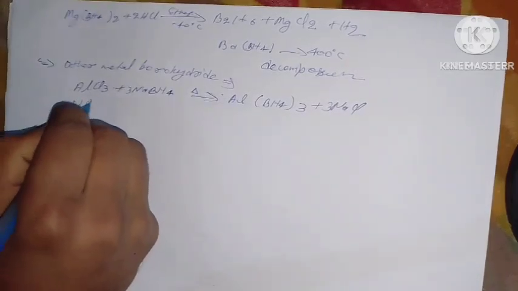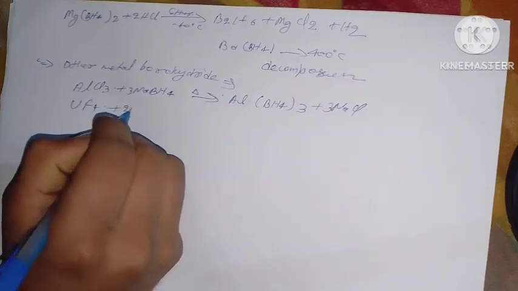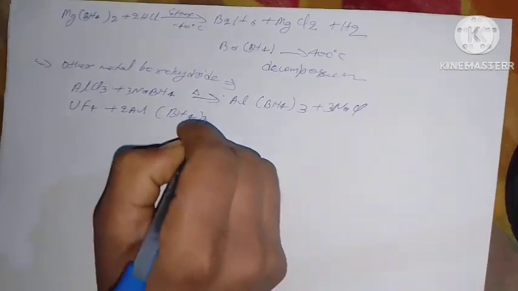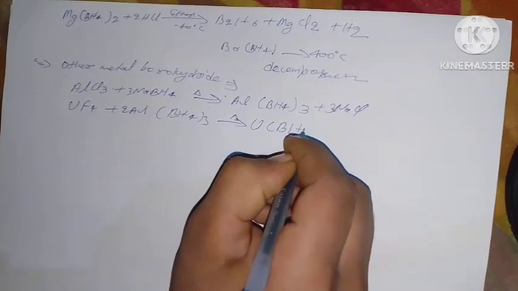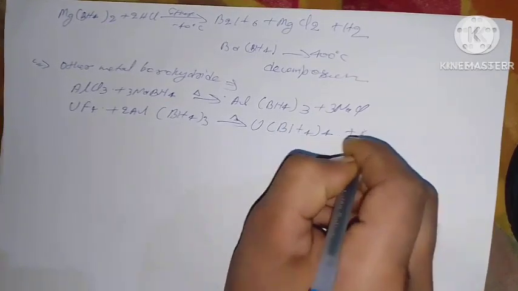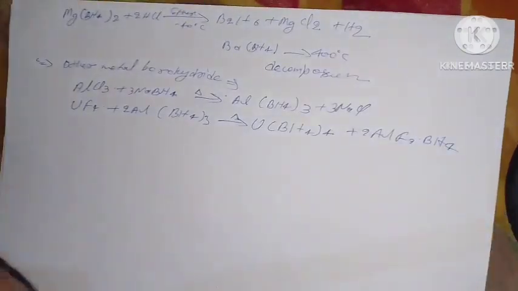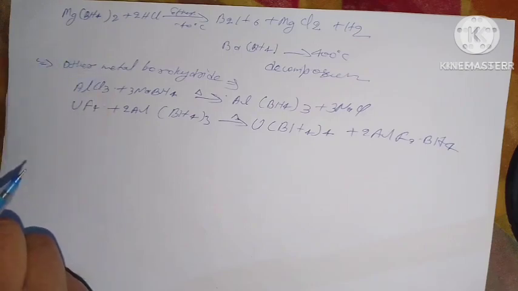And UF4, uranium tetrafluoride, plus 2Al(BH4)3, heated at high temperature, gives U(BH4)4 plus 2AlF2(BH4). Aluminium and transition metal borohydrides are covalent and volatile in nature. The structure of aluminium and beryllium borohydrides. Next point.